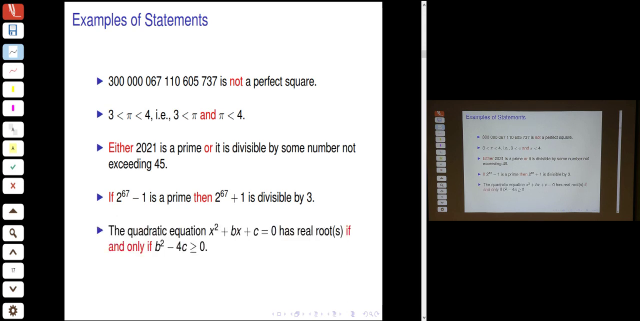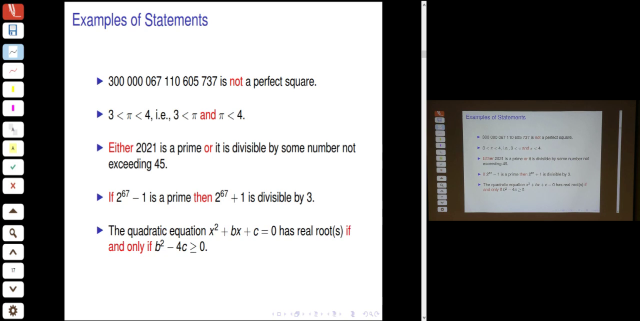And the last example involves the words if and only if. This phrase probably only appears in mathematics. In daily life, if you go to the supermarket, you probably never use if and only if. So it says the quadratic equation x squared plus bx plus c equals 0 has real roots, which means it has real numbers as roots. If and only if, these are the funny words, if and only if b squared minus 4c is bigger or equal to 0.